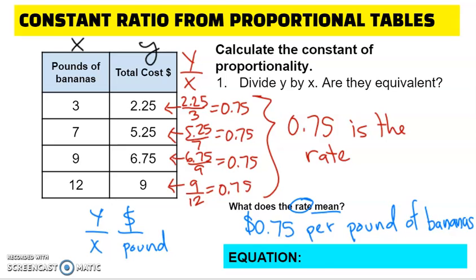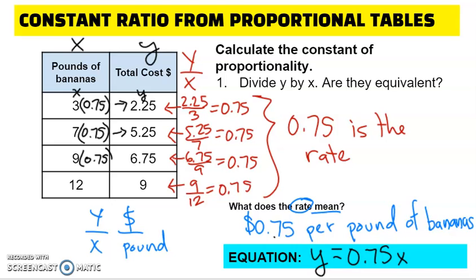Okay, so the equation y equals the rate 0.75 times my x values, right? And the way we check that is 3 times 0.75. That should equal 2.25, right? X times the rate equals the y. 7 times 0.75 equals 5.25, right? And that's true everywhere in here. That's how you check, is my rate correct? Does my equation work? If I plug that into my table, into my graph, does that give me my y value? Okay, that's how you work with constant proportionality.